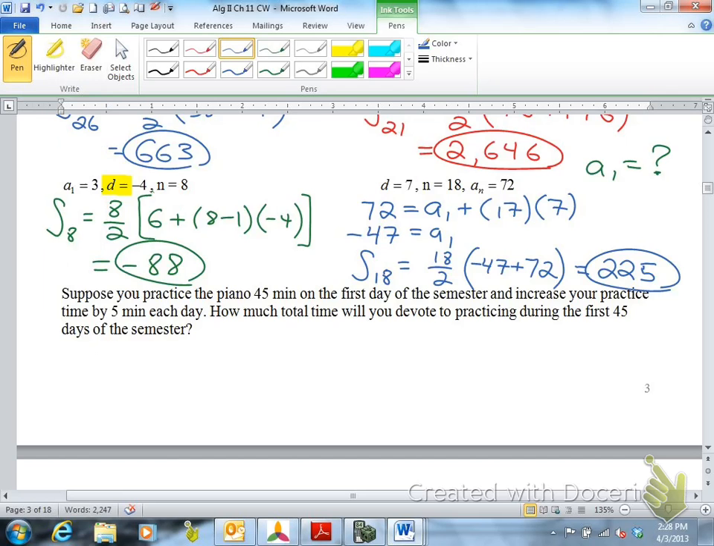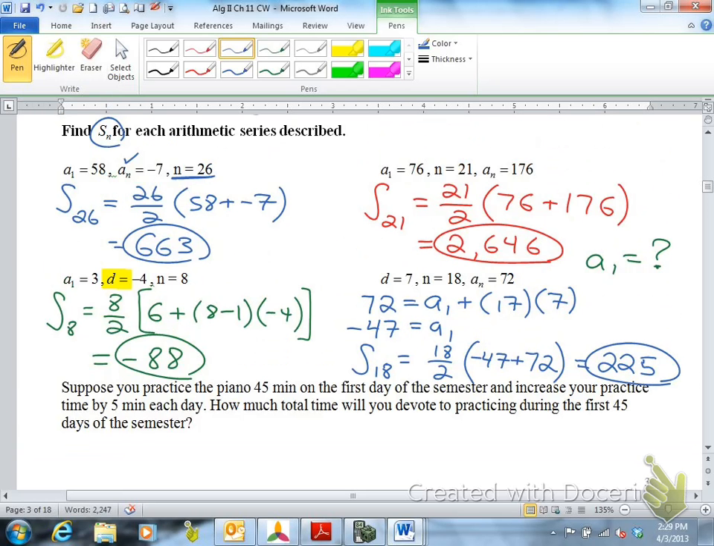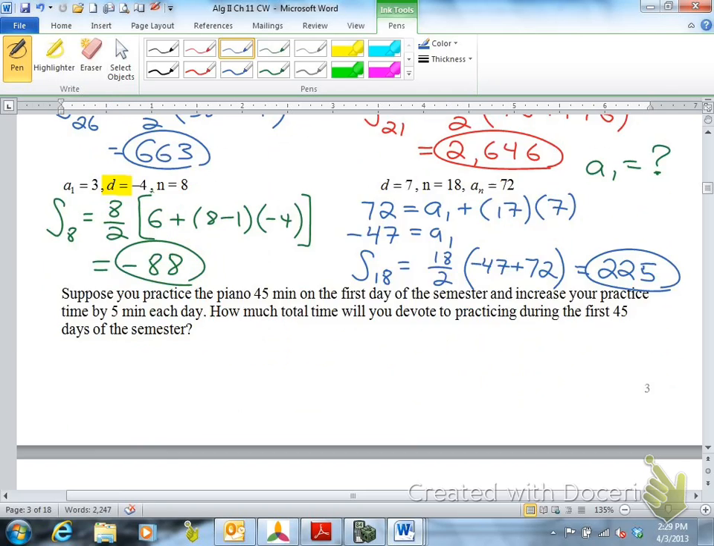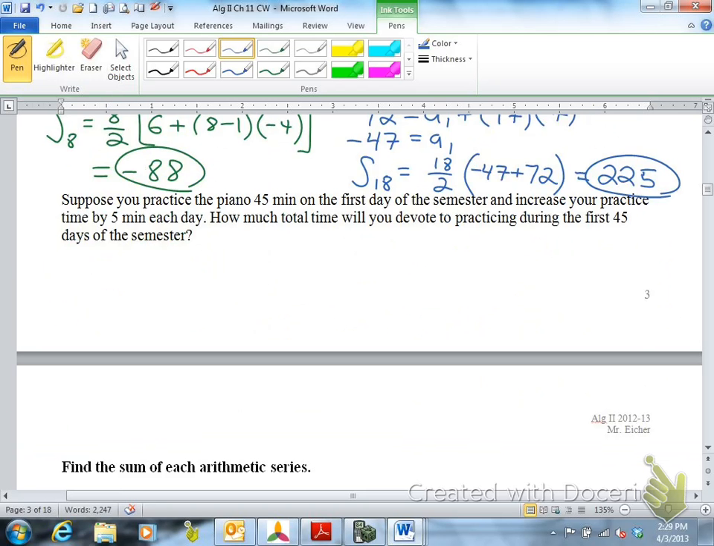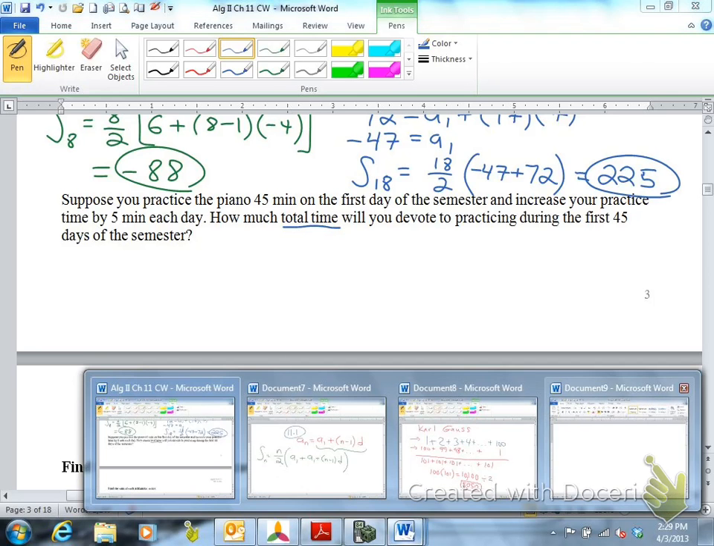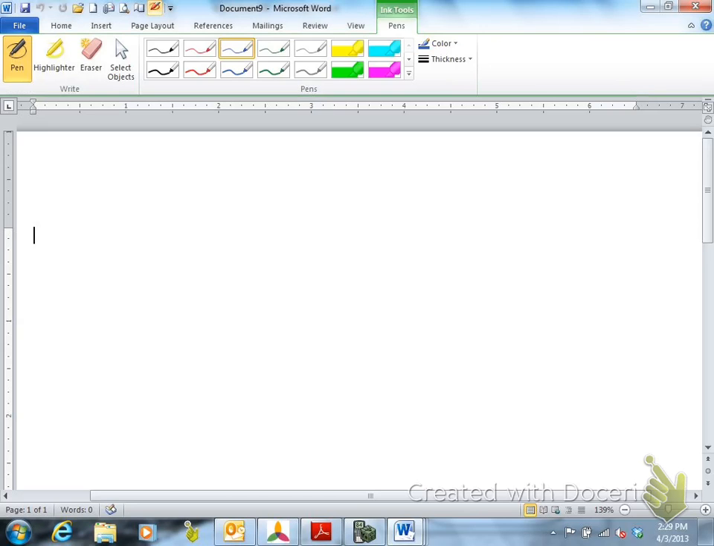So those 4 examples are basic examples. They'll gradually get more complicated, or there'll be word problems and such like that. So here's a word problem. Suppose you practice the piano 45 minutes on the first day of the semester. Increase your practice time 5 minutes every day. How much total time will you devote to practicing during the first 45 days of the semester? So you could do this the long way. The long way would be to do this.